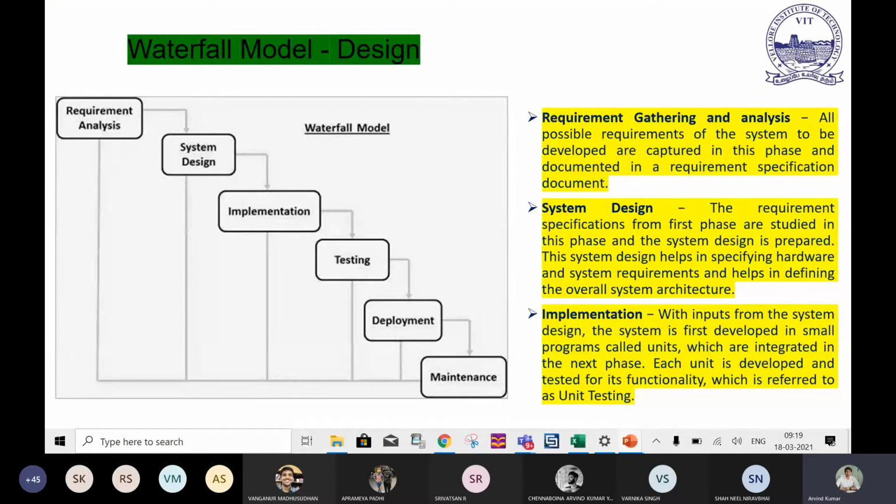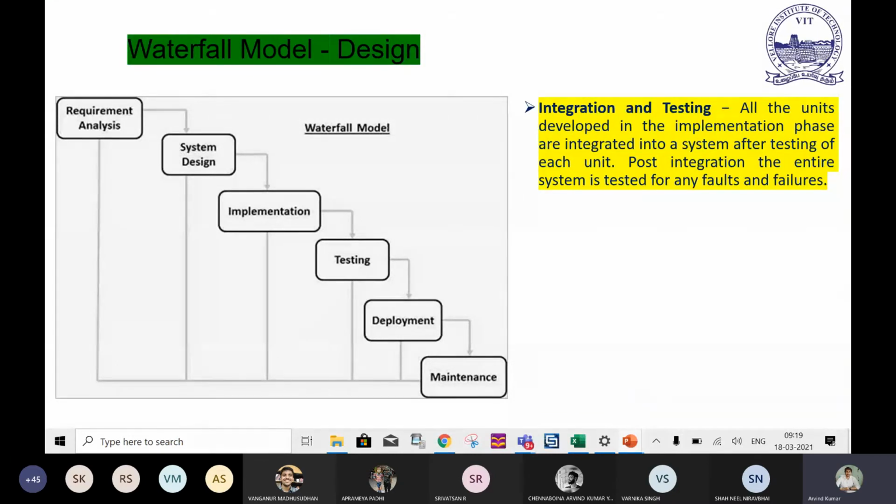Integration and testing: the units developed in the implementation phase are integrated into a system after testing of each unit. So a few or many units get tested at this stage, and after that the system as a whole is also tested to see whether it is functioning properly or not. Once tested here, things get frozen; you cannot go back. Post integration, the entire system is tested for any faults and failures. Once there is no fault, no failure, and it's working fine, freeze it again. After that, nothing can be done.